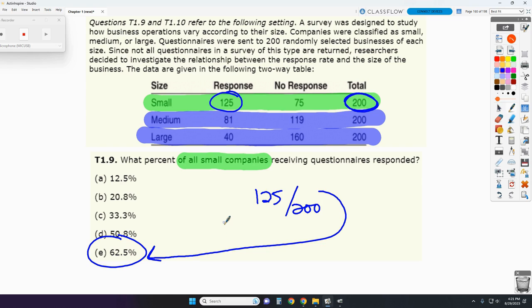I very easily could see some people going, all right, let's see. There are 600 total companies altogether, right? They got 200 of each type. So what would be 125 out of 600? I'm going to bet that response is present in this data somewhere, and I'm going to bet it's probably this 20.8%. But since they said of all just the small companies, we don't consider the medium ones or the large ones.